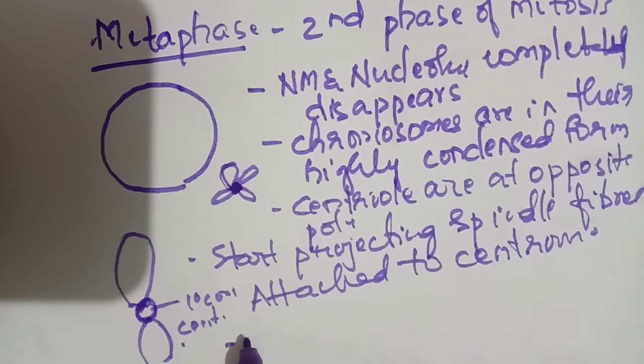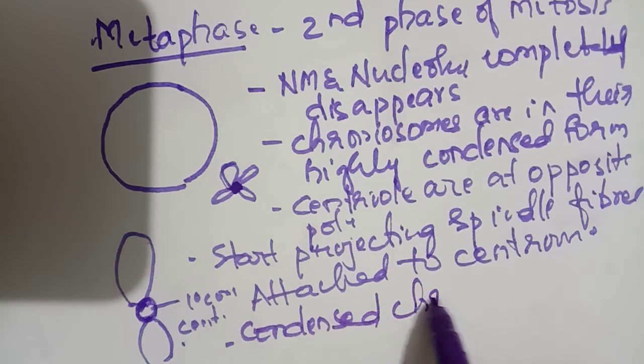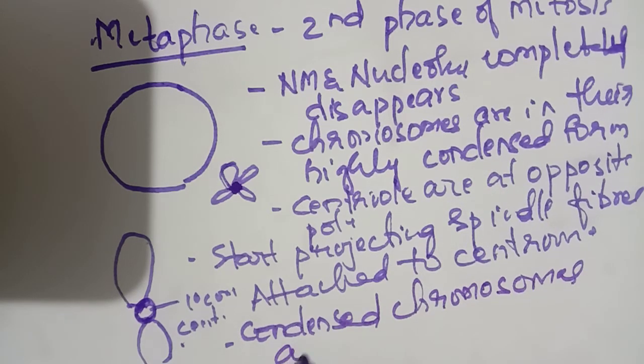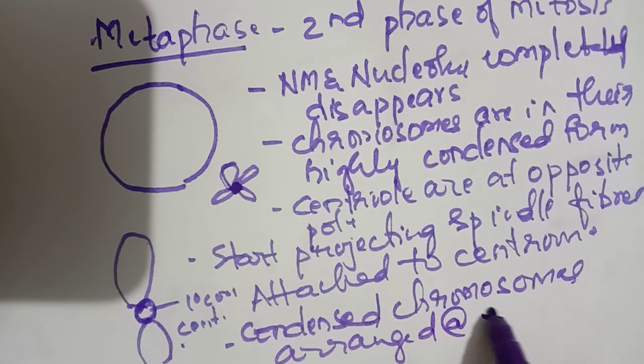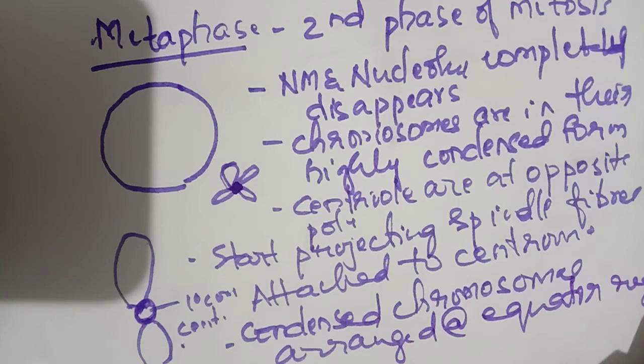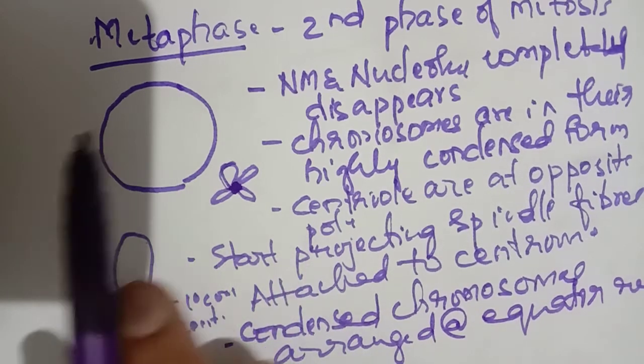And another important thing that happens over here is that the chromosomes are in their highly condensed form. The condensed chromosomes will arrange at the equator region, or center region. Your cell appears like a sphere.